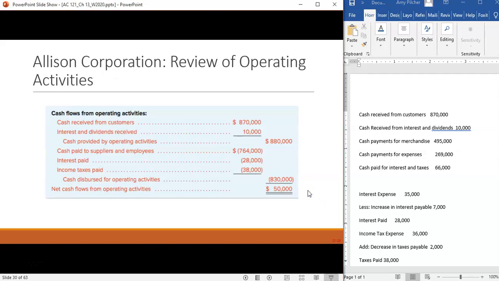Then if we look at this next slide, we have the section of cash flows from operating activities. Cash received from customers, $870,000, interest and dividends received, $10,000, and then our payments out. That gives us, if we put that then into our table, we have that we received $880,000 in cash. We disbursed $830,000 in cash, giving us net cash flows from operating activities of $50,000.